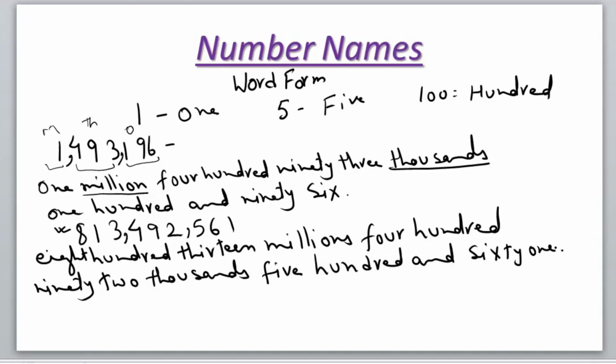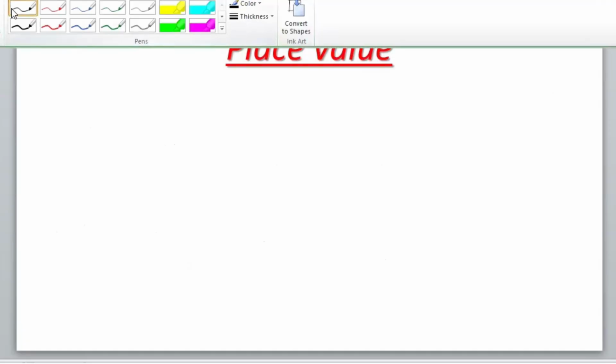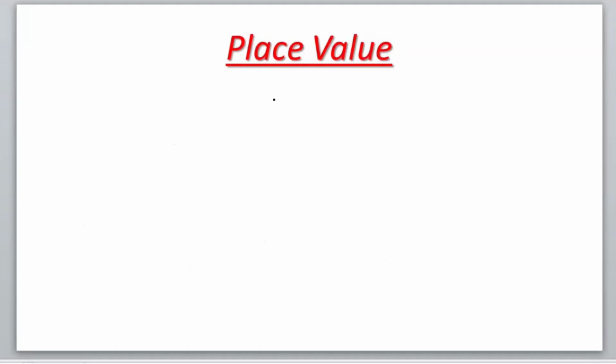How to write the numbers in the word form. What is number name? It means how to write the numbers in the number word form. Okay. Now let's go and check another topic, that is place value. Place value is also based on the place value chart. As we learned the place value chart, it's easy for us to find the place value of a certain number.